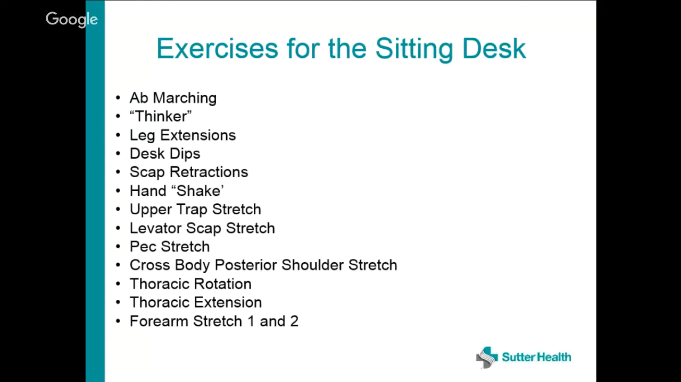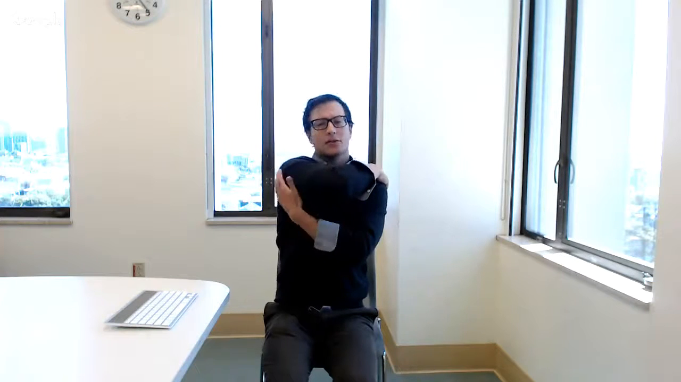Crossbody shoulder stretch, again, is another classic one just to get a little stretch through the shoulders. Make sure you're sitting up in the good posture as you pull across. Again, gentle pressure. You don't need to be ripping your arm out of its socket. Just gentle.